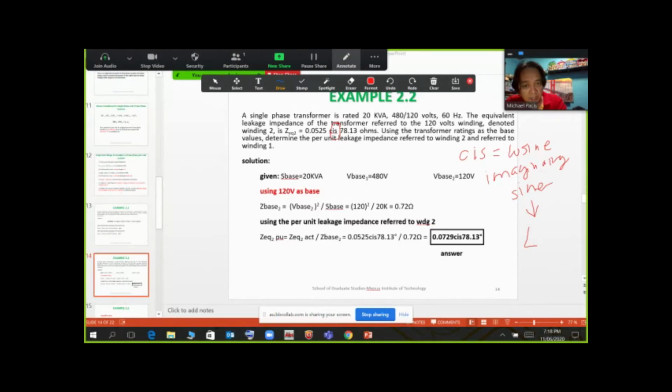Now, let us have the solution here. We can use the 120 volt base first, the secondary side of the transformer. It is much better in this way, and it will give us the answer right away.